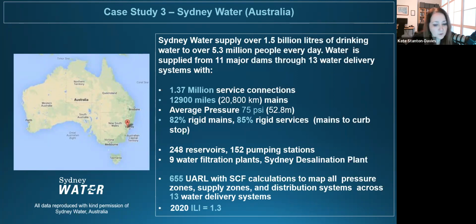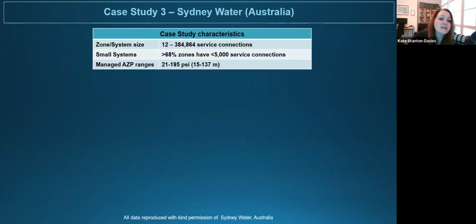Latest published ILI for Sydney Water is equal to 1.3. So, the case study characteristics. We've still got a large proportion of small systems in this case study, more than 68% of zones. In terms of the calculations that we performed, some were for zones as small as 12 service connections, and some of the roll-up calculations for supply zones, distribution systems and delivery systems were as large as over 384,000 service connections. And we've got, again, a wide range of average zone pressure from 15 metres to 137 metres.